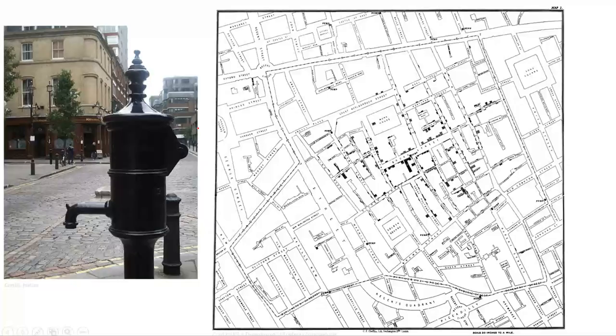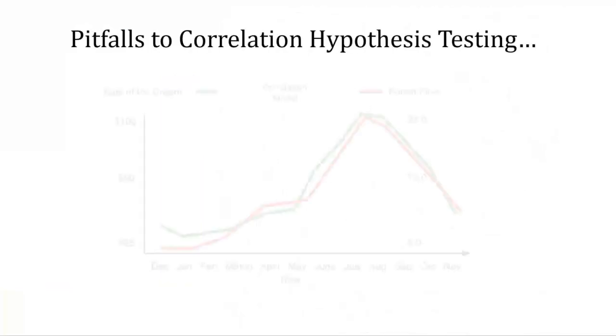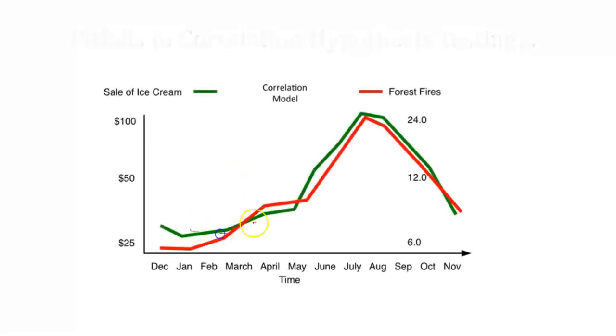Okay, but that was a very valuable insight to be gleaned from the scientific method that used correlation data on the fly in a situation where it was difficult to create a controlled study. Okay, now there are pitfalls to correlation hypothesis testing that comparing means don't have to deal with. And to illustrate this, take a look at this. This is showing the sale of ice cream, and this is showing the forest fires. And if you were to plot these together, there is a really strong correlation between these variables because the trends follow a similar pattern.